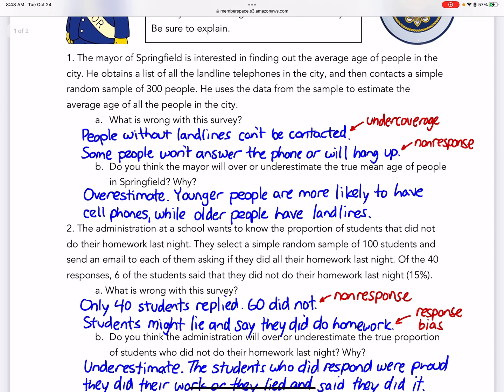I think it would be an overestimate of the true mean age of people in Springfield because younger people tend to not have a landline, and they tend to have cell phones. And in our community, the people that have landlines are typically older people.